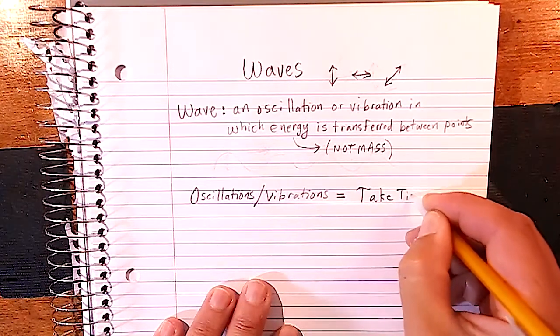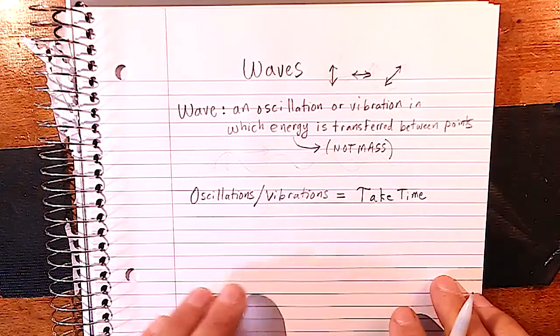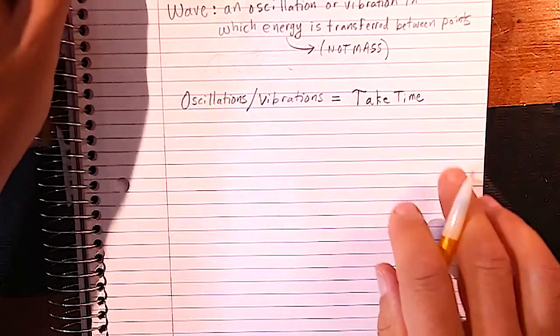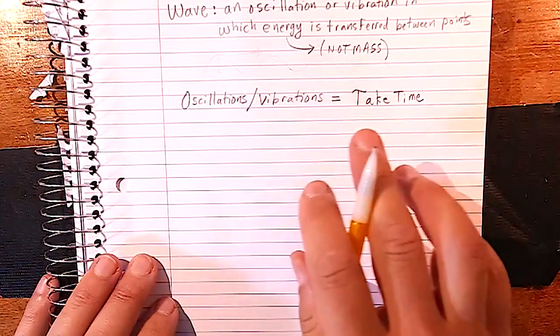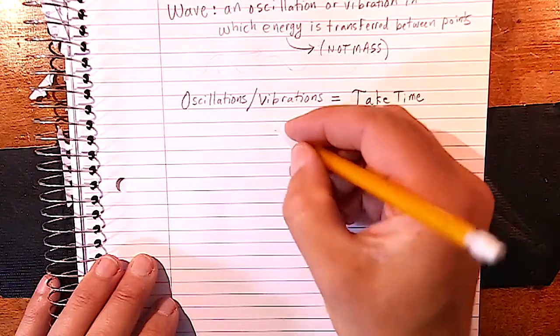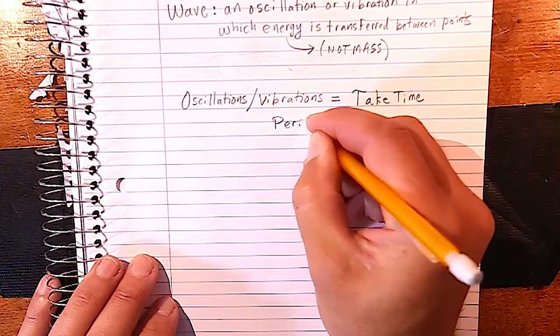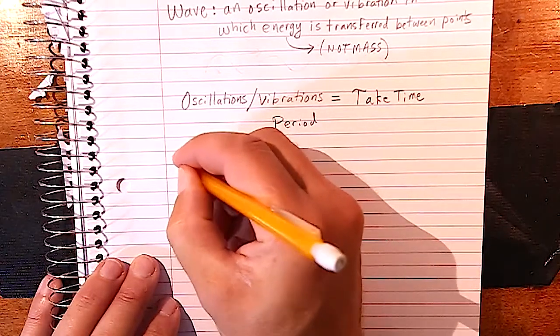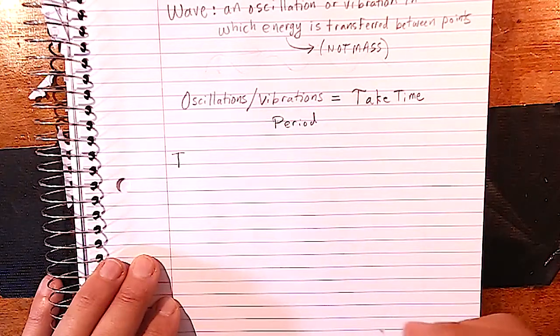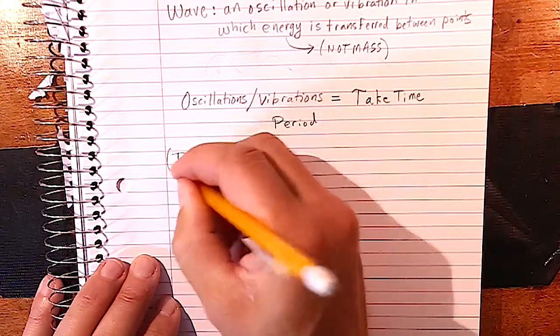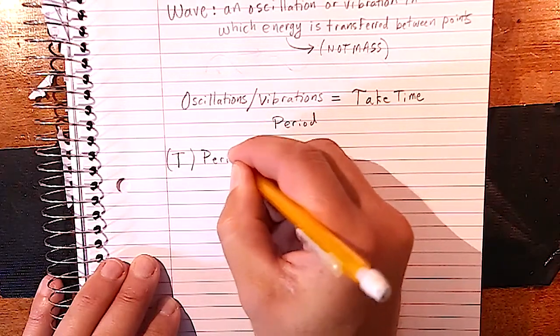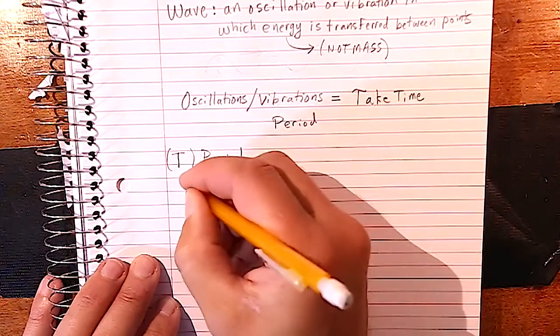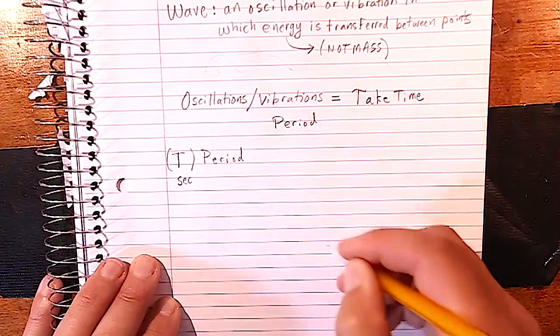And this is our first key concept in waves, which is that the time it takes for a vibration is called the period. So the period is a time, but it's a very specific time. The symbol is a capital letter T, and that's period. And because it's time, it's measured in seconds.